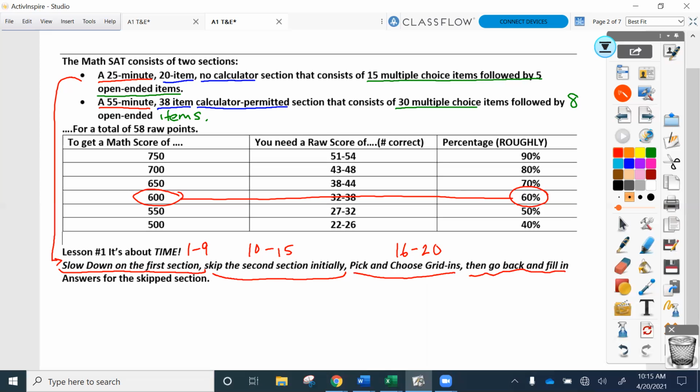If you don't have time after you've done that, then what you can do is just fill in the answers that you skipped. Just bubble them in, make sure you answer them, because there's no penalty for wrong answers anymore. You can still get it right if you guess. So that's my advice, and I'll go over that more in our next lesson.